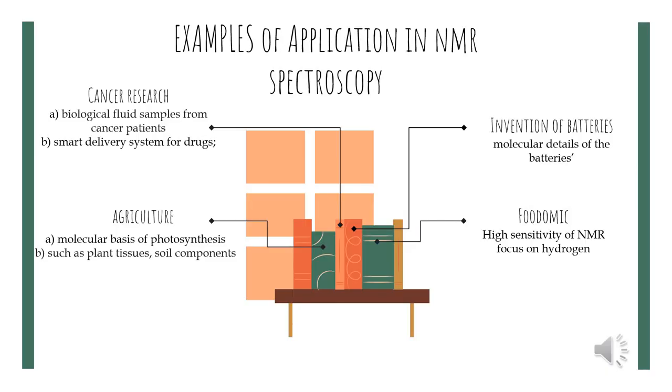So the last part would be examples of applications of NMR spectroscopy. I included 4 examples of application. So let's begin with the first one. The first one is cancer research. NMR spectroscopy is valuable in cancer research, where NMR can observe choline, phosphocholine, and glycerophosphocholine in both proton and 31-phosphorus NMR spectra of biological fluid samples from cancer patients.